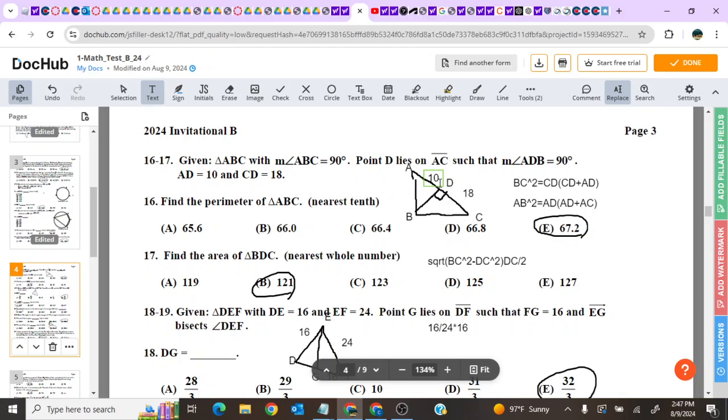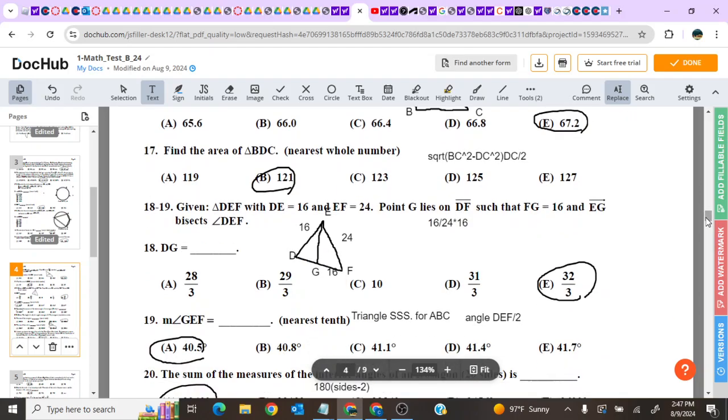Now the area of BCD. Now that we know BC, we can use the Pythagorean theorem to figure out BD. So whatever it was for BC, I probably should have written it down, BC squared minus this DC squared of 18 will get you this side here. Then you multiply it by DC and divide by 2 because it's a triangle, and you'll get an area of 121.